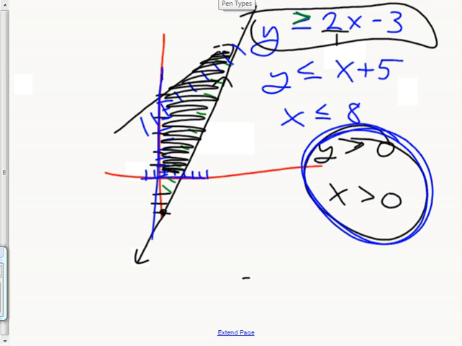What line did I not graph yet? Less than or equal to 8. So then I go to 8, wherever 8 is here, and draw a line straight down. Now, because I haven't done this on graph paper, it's very hard for me to tell whether or not that line even intersects with the feasible region. But if it does, it cuts it off and the region has to be to the left of it.